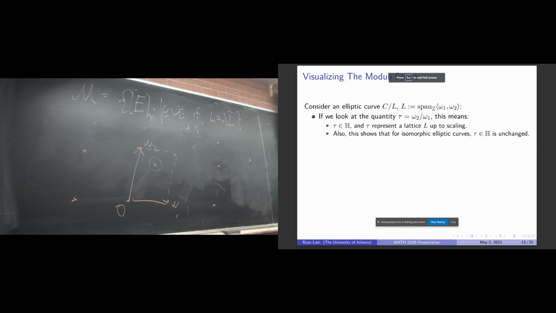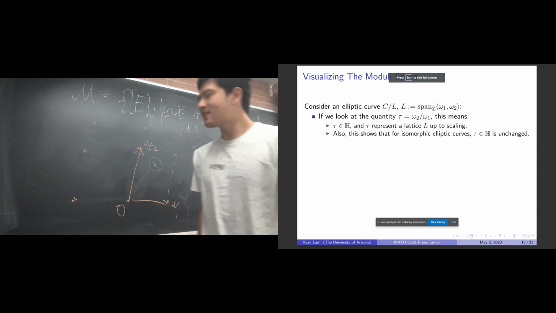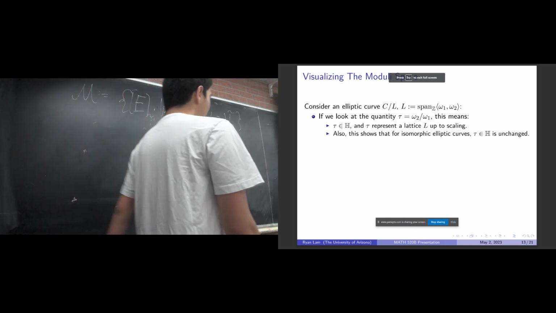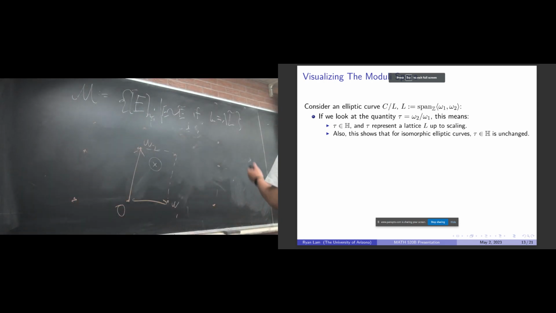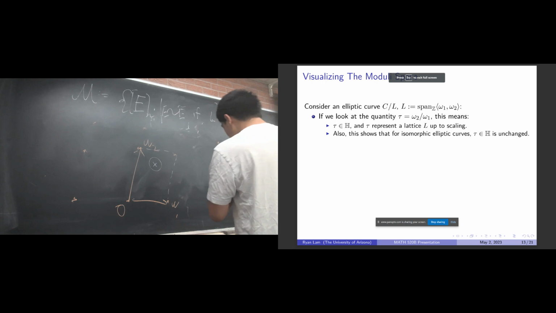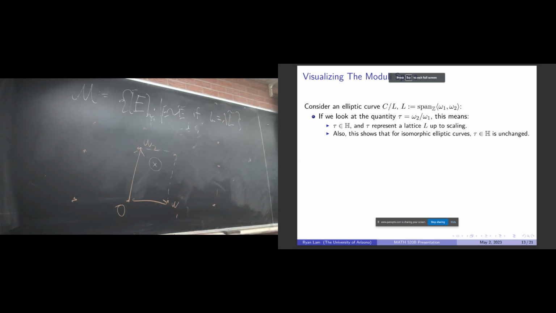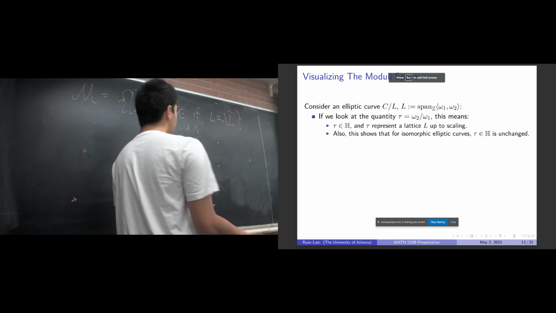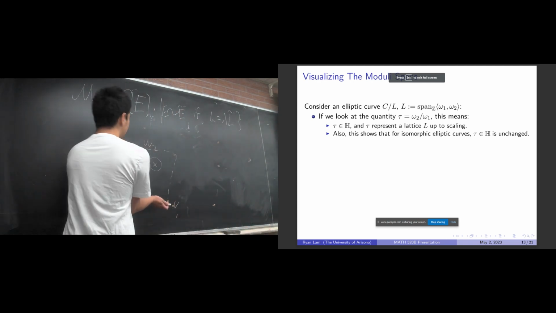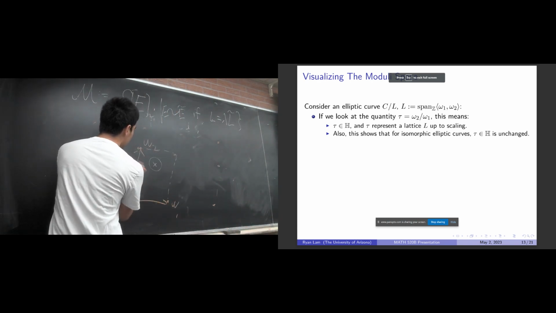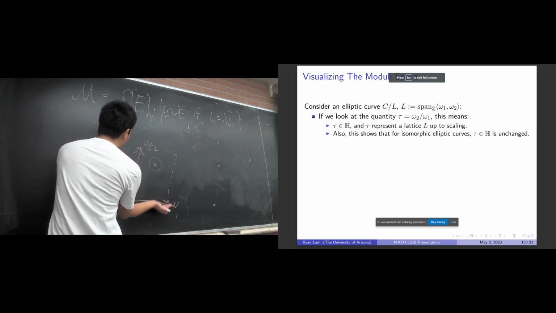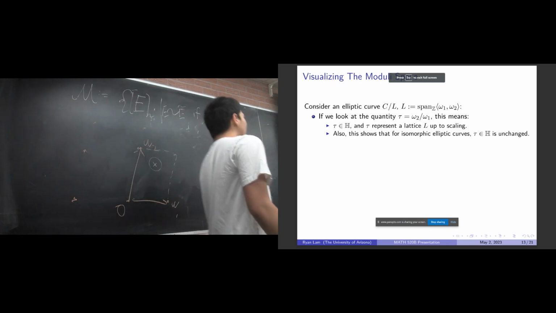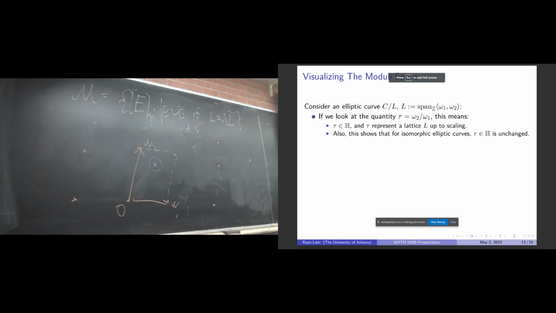Okay. So I said that we will look at the quantity omega 2 over omega 1. Let's look at it now. As I said, firstly, it is not real because these two need to be linearly independent, and then it always needs to be oriented in the counterclockwise manner. That means it's on the upper half plane.